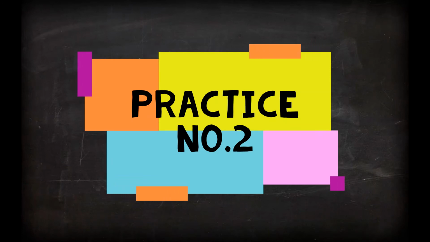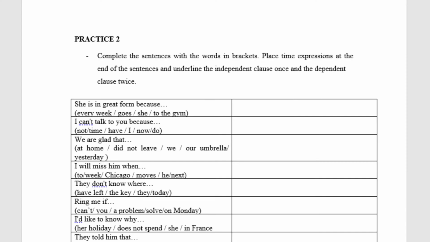Now it's time to do practice number 2. Complete the sentences with the words in the brackets. Place time expressions at the end of the sentences and underline the independent clause once and the dependent clause twice.